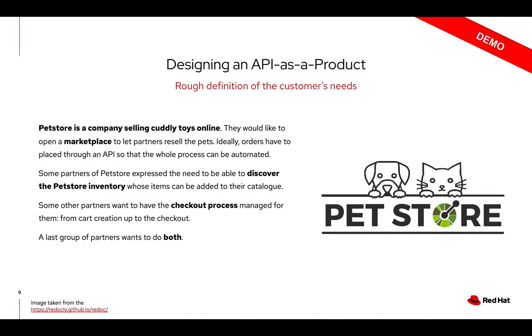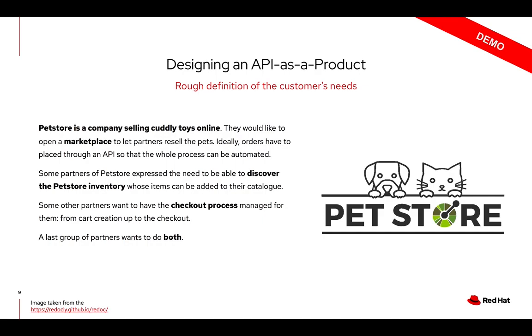For this demo, let's settle on the well-known pet store example. Let's imagine for a moment that the first step of the API design thinking process led to this rough definition of the customer needs. PetStore is a company selling cuddly toys online. They would like to open up a marketplace to let partners resell the pets. Ideally, orders have to be placed through an API so that the whole process can be automated.